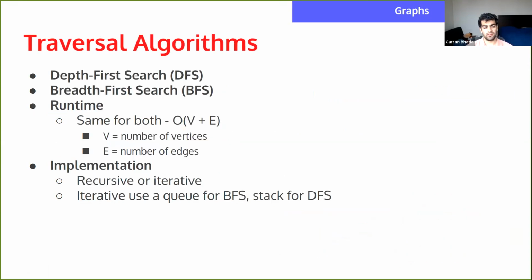Cool. All right, so now let's talk about traversal algorithms. Like we've talked about a little bit before, there's depth first search and breadth first search. Both of the runtimes are V plus E, vertices plus edges. That should hopefully be burned in your mind. It's just the nodes and the edges. Also, implementation wise, it's recursive or iterative.